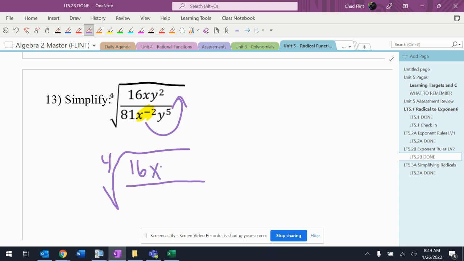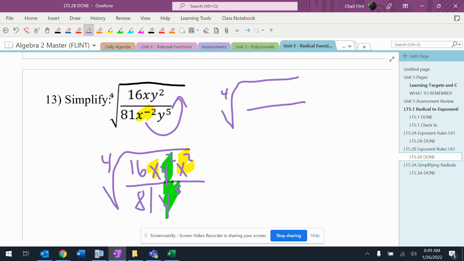So 16 xy squared, then I'm bringing in x to the second up because it has a negative exponent. 81 y to the fifth. And then I've got an x and an x squared. And I also have a y and a y to the fifth. I'm going to do these at the same time because hopefully at this point, if you've done these, you're starting to see that you can do more than one thing without having to wait.